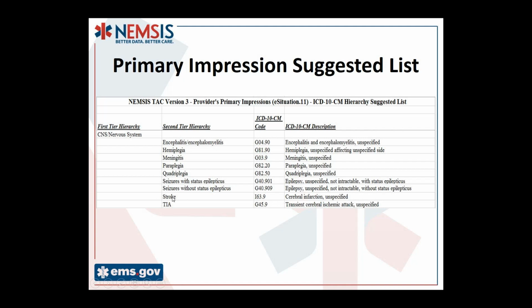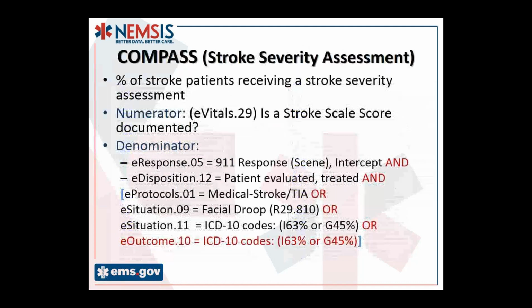So we suggest that the software products use I63.9, which is cerebral infarction unspecified, as the code used across the country to identify a patient who has potentially suffered a stroke. So that's just a good feel for how the measure would be developed, right? If you truly wanted to capture in your agency the percent of stroke patients, those patients where your providers thought that a patient may have suffered a stroke, how many of those received a stroke severity assessment?